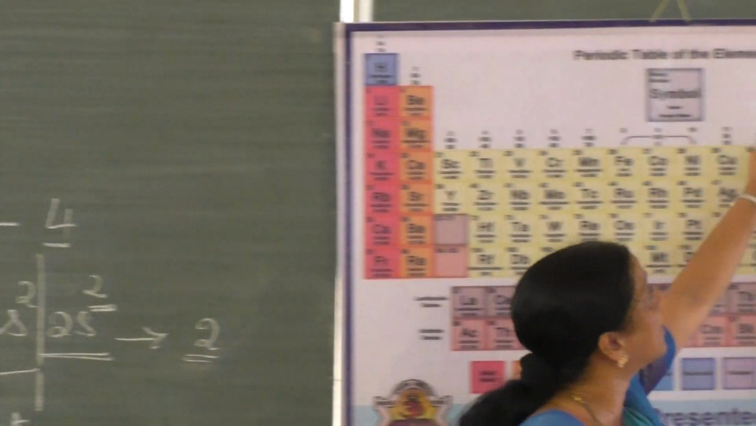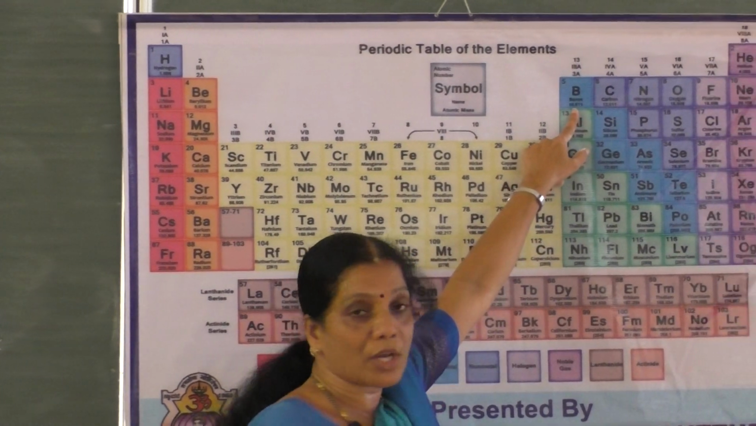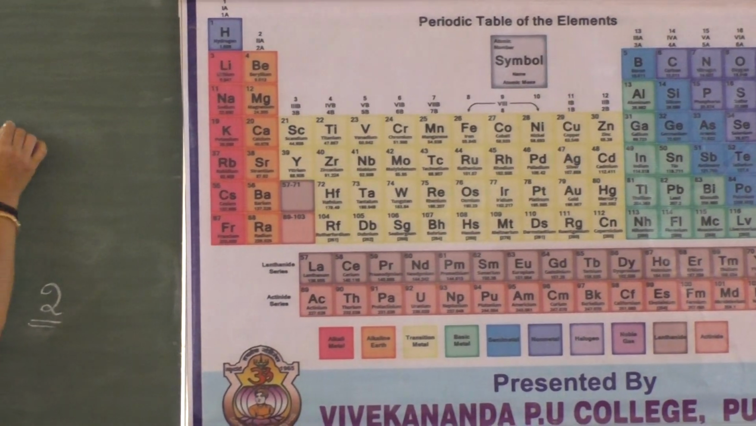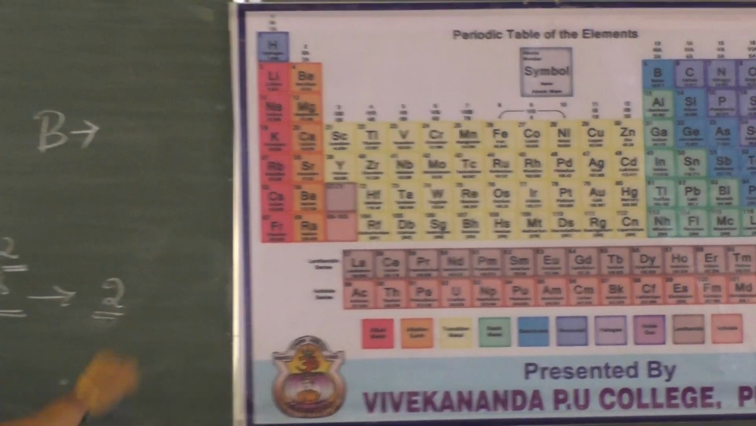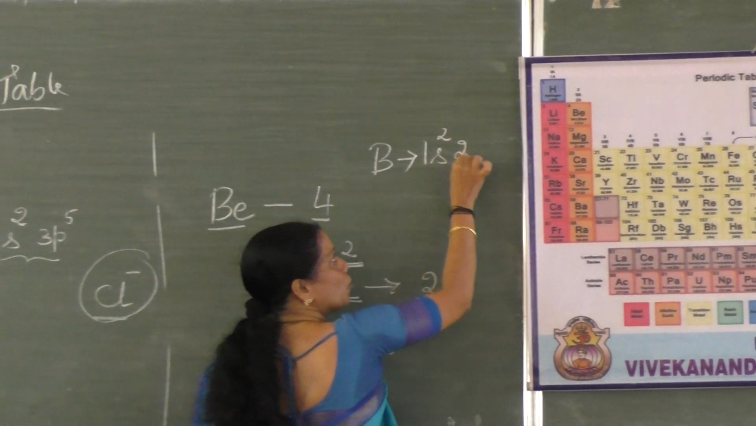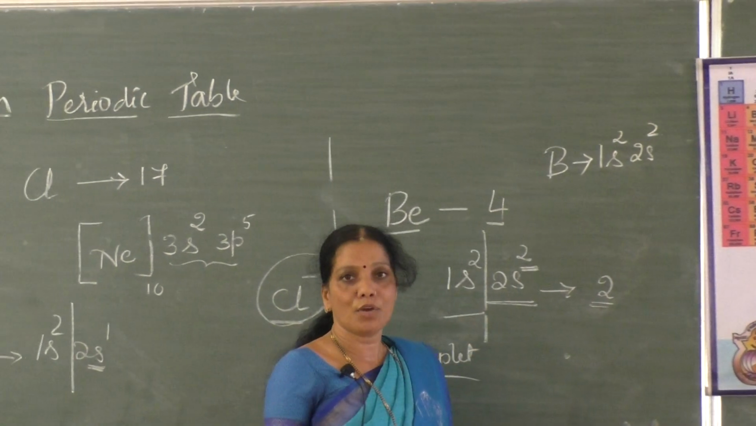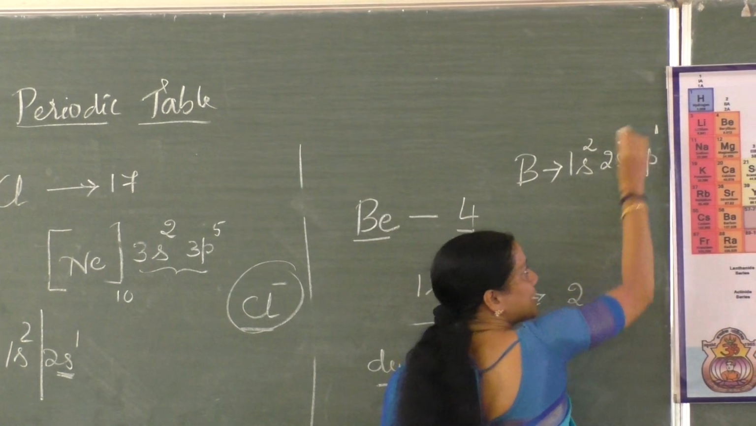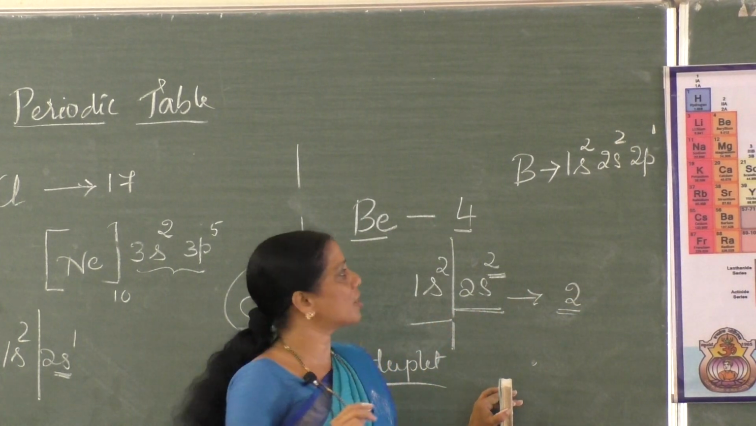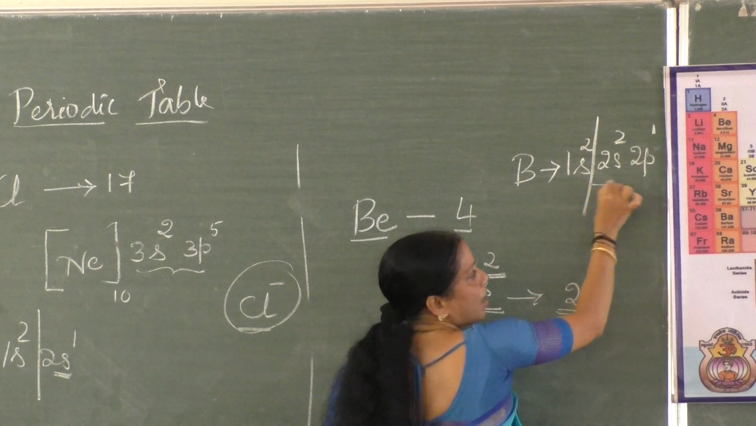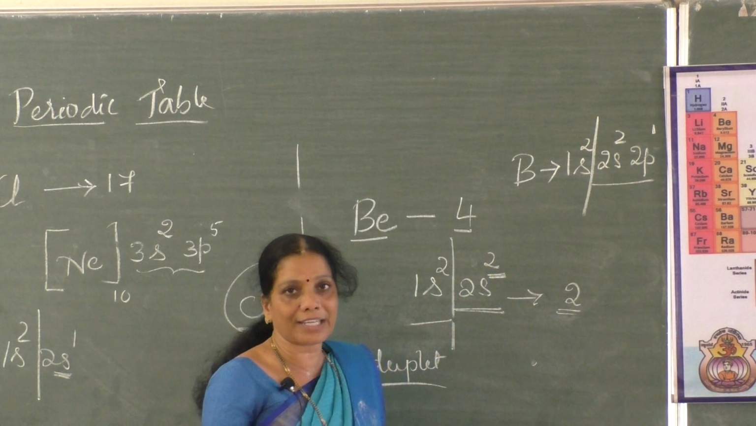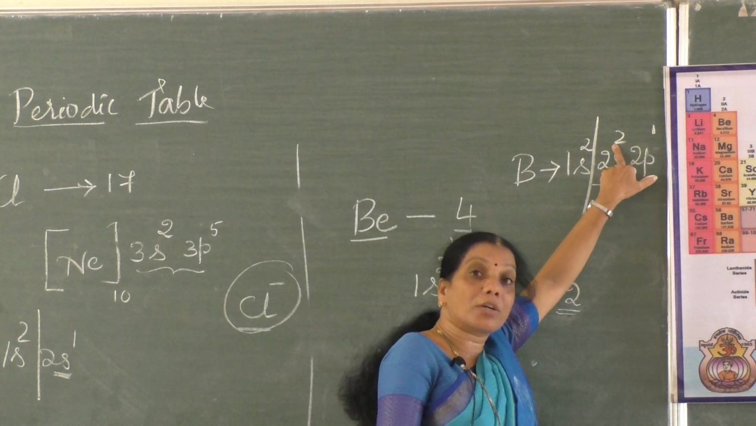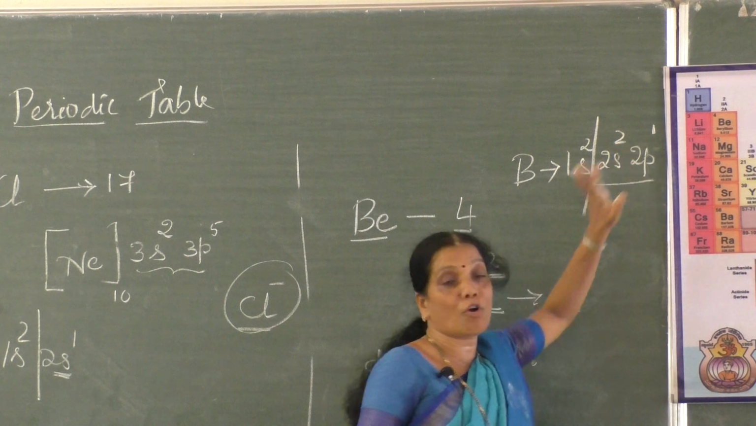If I consider the 13th group element, that is boron, what is the atomic number? 5. If I write the electronic configuration of boron, that is 1s2, 2s2. How many electrons are written? 4 electrons. The next electron enters the 2p orbital, that is 2p1. Totally 5 electrons we have written. This is the inner electron. The outermost shell contains how many electrons, called the valence electrons? 3 valence electrons.